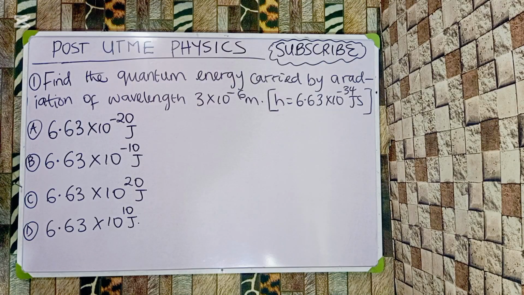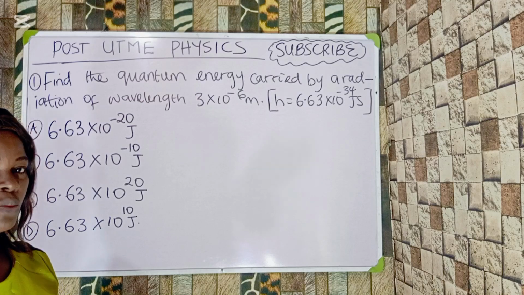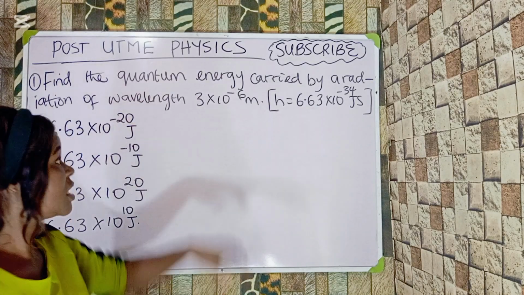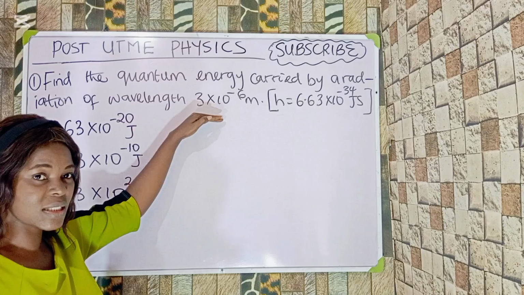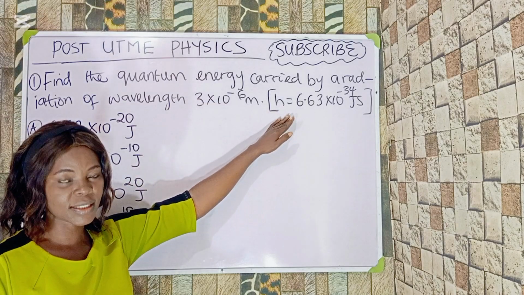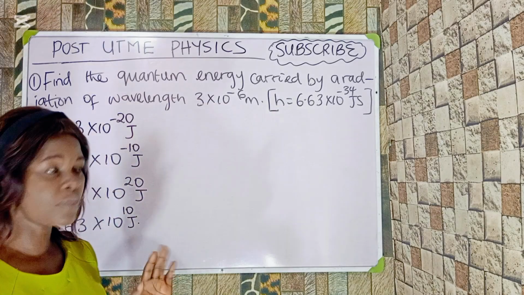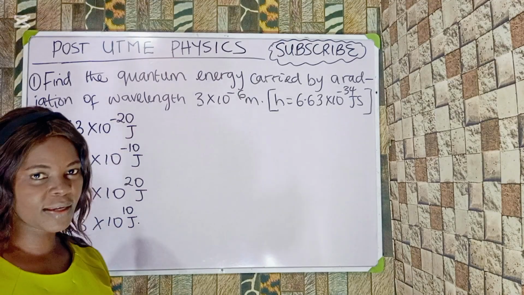Question 1. Find the quantum energy carried by a radiation of wavelength 3 times 10 to the power of minus 6 meters. We are given the Planck constant to be 6.63 times 10 to the power of minus 34 joule-seconds. Now we have the following options, option A to option D. Before you can choose the correct answer, you must ask yourself, what is the relationship connecting the quantum energy with its wavelength and also the Planck constant? If you know that relationship, you can get your answer smiling at you.